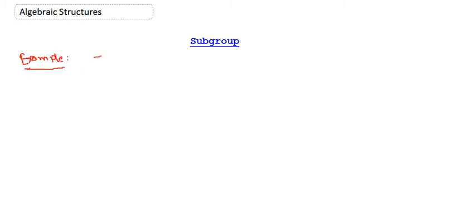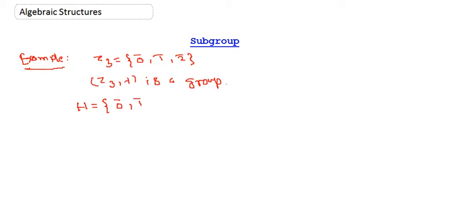We know that Z3 with three elements 0 bar, 1 bar, 2 bar, and addition is a group. We already know that it is a group. Next let's consider the subset H which contains the two elements 0 bar and 1 bar. Now we're going to check whether H with the same addition is a subgroup or not. So we'll check one by one.